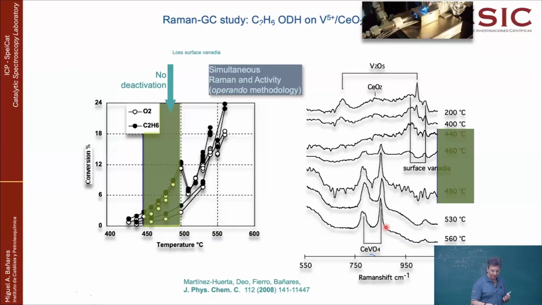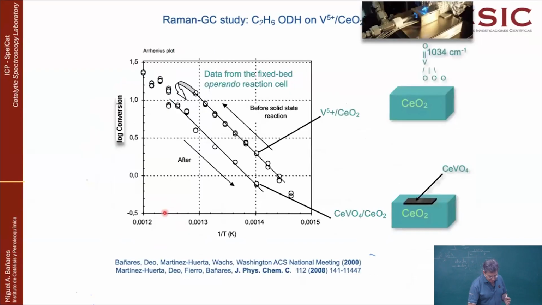Then you start thinking, okay, we have dispersed vanadium with incipient cerium vanadate, and then no dispersed vanadium and cerium vanadate. Something is happening here, and whatever is happening here is not really affecting the reaction, because this shaded region is the region where conversion increases with temperature, according to the Arrhenius plot. Whatever is happening is not affecting the nature of the catalyst. So if we make a cartoon, basically, there is something interesting here, because you can make an Arrhenius plot, and here you have the fresh catalyst before the solid state reaction.